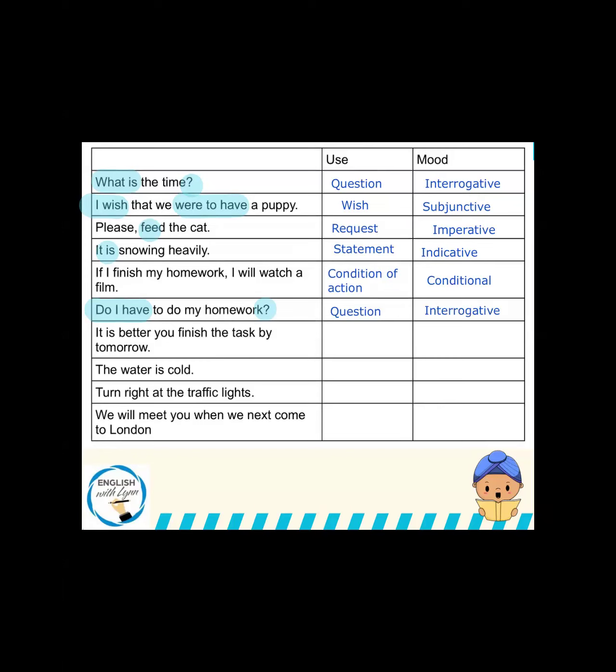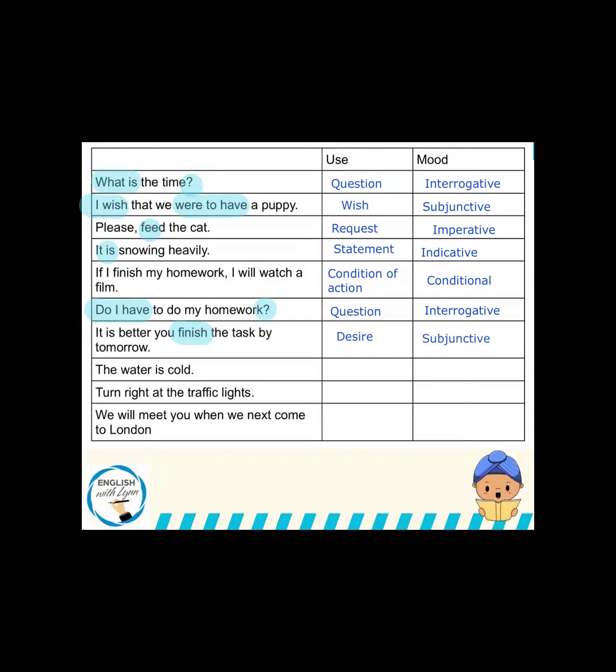Okay. Now, the next one is using a bit of a strange verb there. It is better you finish the task by tomorrow. So I've got the base verb here. It is better you finish the task. So that is giving a desire. It's what they want to happen. And those sentences that give those desires, we are using the subjunctive mood.